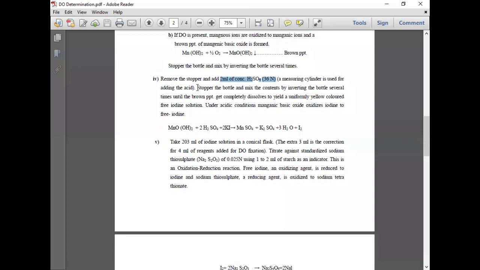Next, we are going to stopper the bottle and mix the contents by inverting the bottle several times until the brown PPT gets completely dissolved to give a uniformly yellow colored free iodine solution, right? So the previous brown PPT, after adding the 2 ml of concentrated H2SO4, will all dissolve and you will get a uniformly yellow colored free iodine solution. Under acidic conditions, manganic basic oxide oxidizes iodide to free iodine.